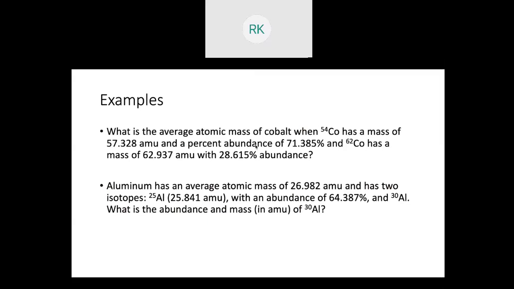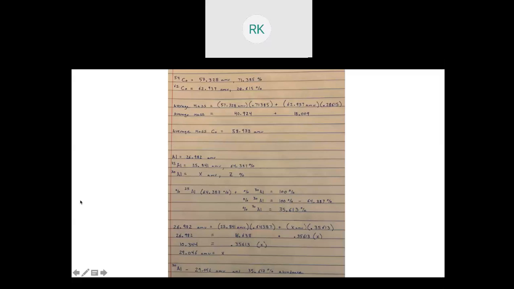Okay, and it has two isotopes. We have aluminum 25, which has a mass of 25.8 AMU and an abundance of 64.38%. Then we have a different isotope, aluminum 30. So we have aluminum 25 and aluminum 30. The question is, what is the abundance and mass of aluminum 30? Again, this is the same, but we're looking at the bottom half of this sheet.